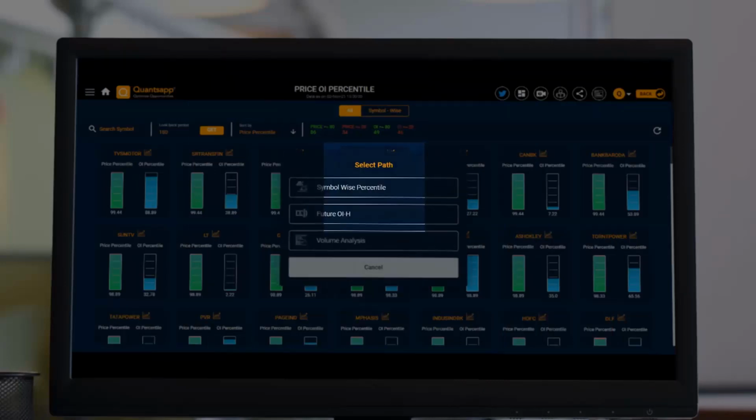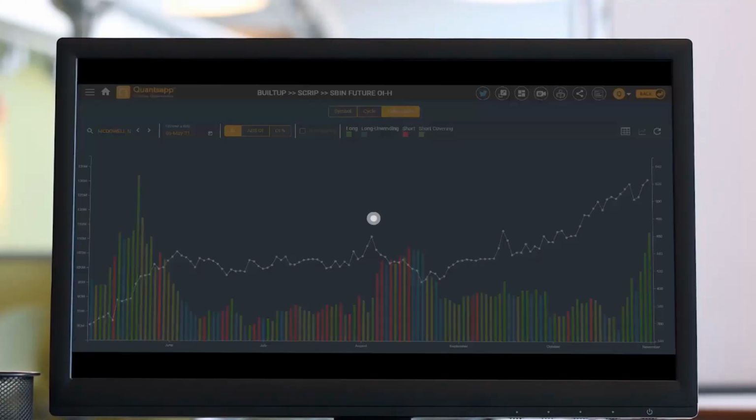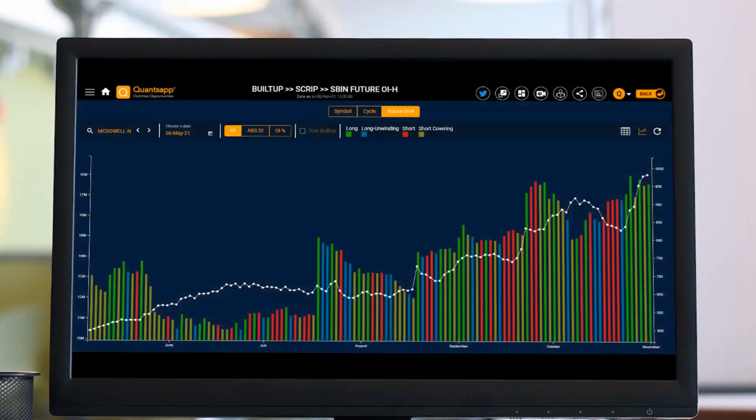Once I click on McDowell, the tool will ask us where we want to open it. We can probably open it in Future OIH, so that we will directly get to see what the recent build-ups are. If we check in McDowell, from 26th of October till the current day, 2nd of November, it didn't witness any price correction, any dip in the price. Whenever a dip happens due to a long unwinding move, McDowell would be on our radar list.